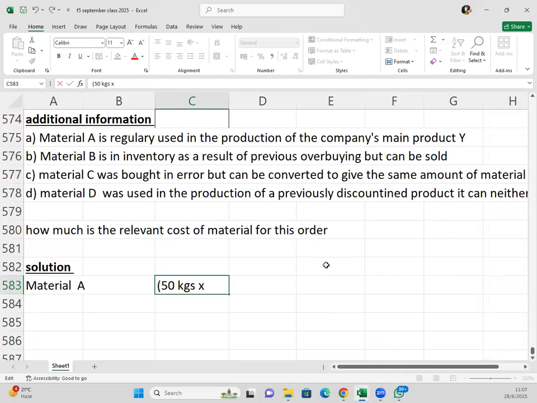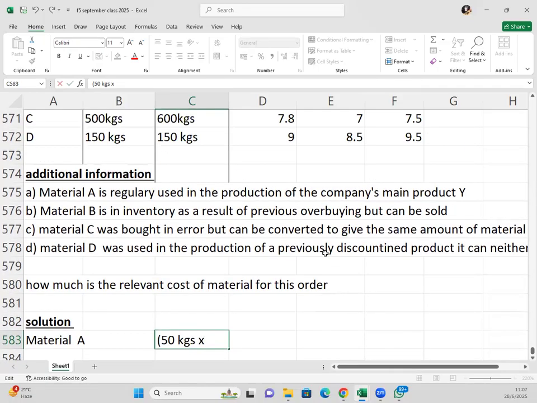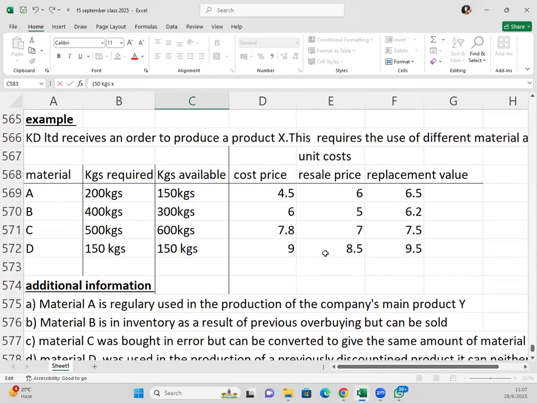So material A, we are saying 50 kgs. For material A, we need 50 kgs. We don't have the 50 kgs in inventory. So we have to go and buy this. At which price should we record this?